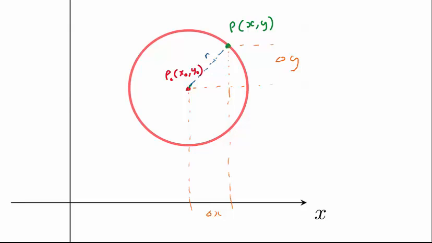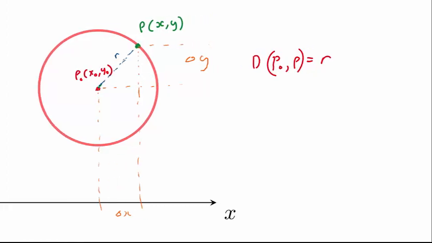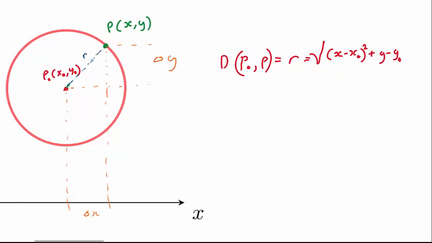So the distance between P naught and P equals the radius, which equals the square root of x minus x naught, quantity squared, plus y minus y naught, quantity squared. And that's the equation of a circle right there.